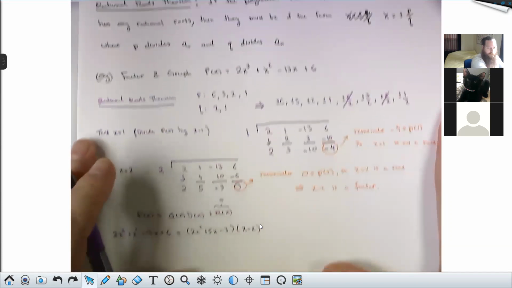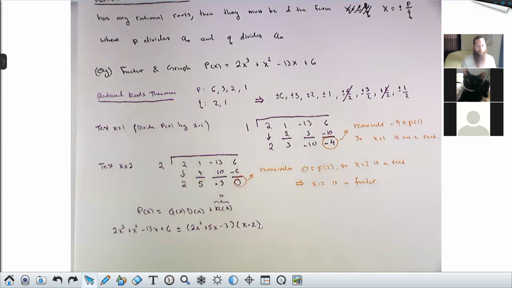And you see, this really is the start of factoring. I was able to go from this cubic polynomial to a quadratic times a linear. I've begun factoring. I found this factor. And the important part is, from the synthetic division, I also found this quotient.